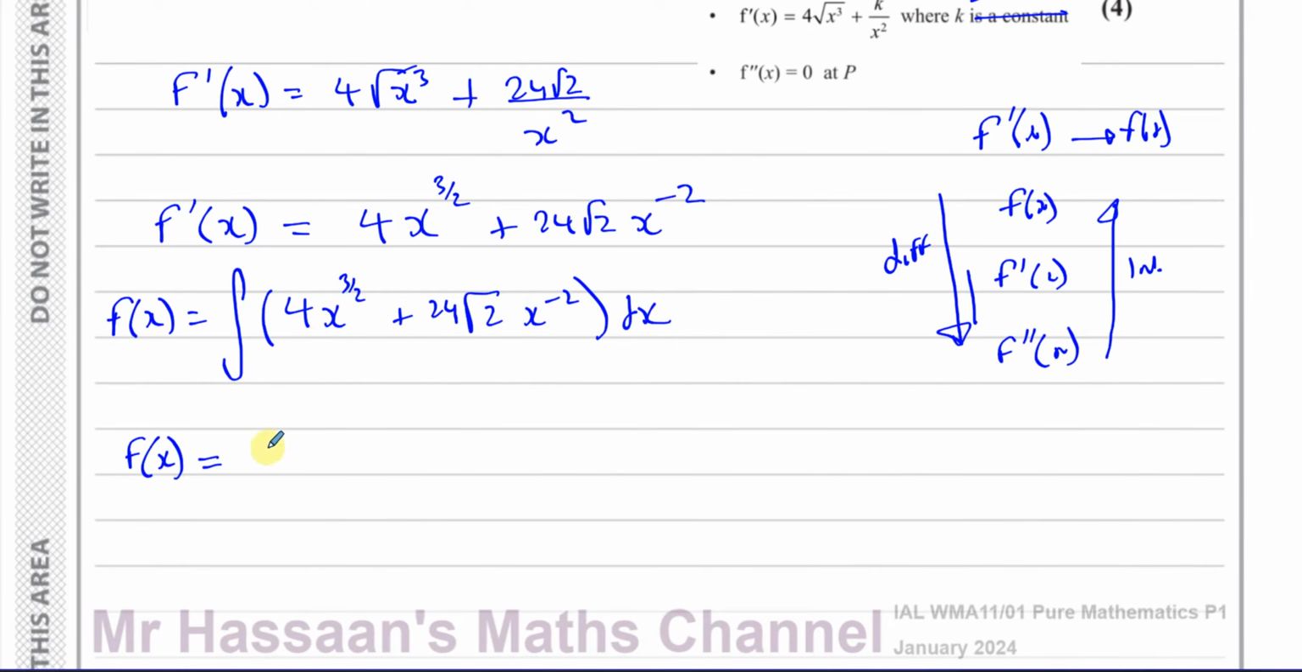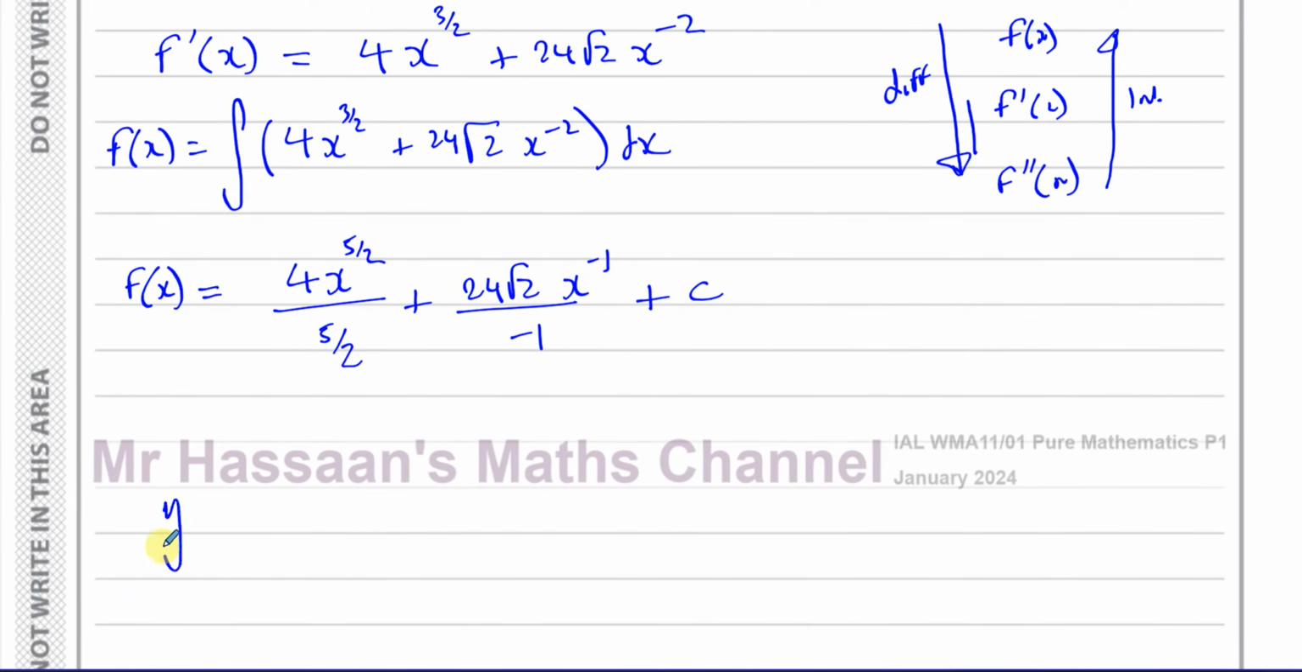So here we're going to integrate each term separately. Integration involves adding 1 to the power and dividing by the new power. So you get 4x to the power of, if you add 1 to 3 over 2, you get 5 over 2. Then you have to divide by 5 over 2. Plus, you have 24 root 2. Add 1 to the power, you get x to the power of minus 1. Divide by the new power, which is minus 1. And don't forget, very important, the plus c.